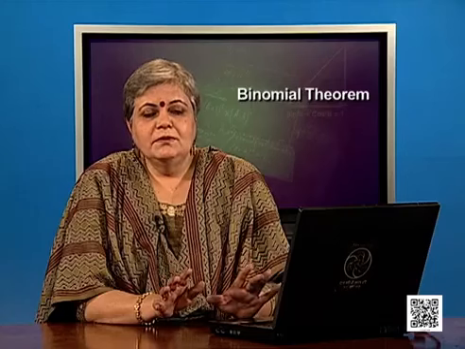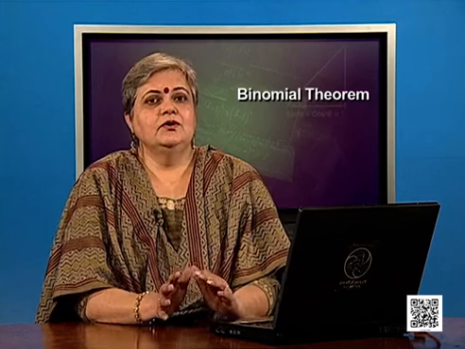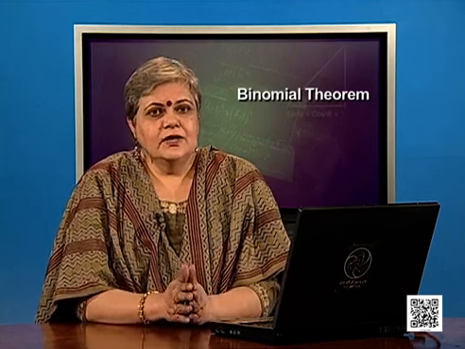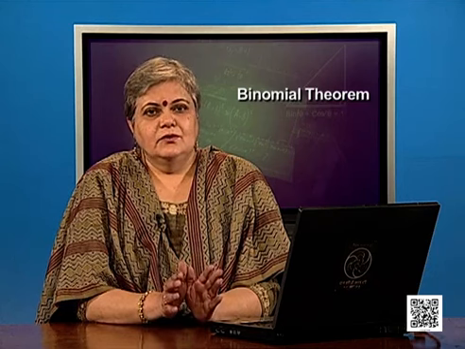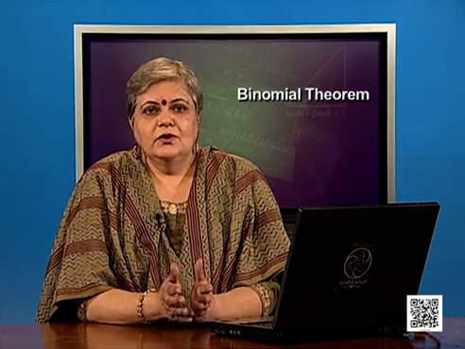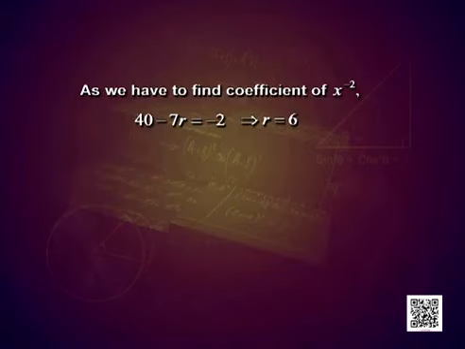Now, the problem said find the coefficient of x to the power minus 2. So, we need to find that r for which the power of x is negative 2. So, what would one do? Of course, equate that 40 minus 7 r to negative 2 and then solve for r from here. So, I am sure you are ready now to say r is 6. So, which term will give me x to the power minus 2?